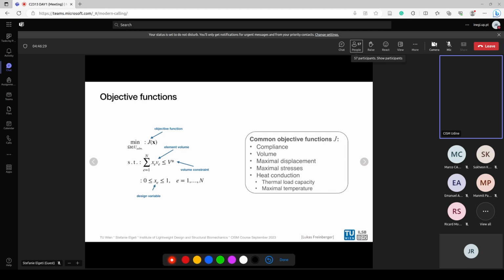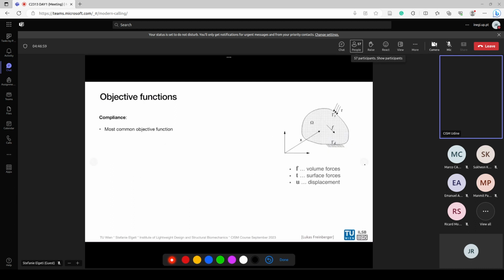As objective function, you can also use maximal displacement. For example, that could be easier to compute if you have a beam and you have a force. I mean, this classic topology optimization problem, you have a force at the end of the beam. Then to compute the deflection there is very convenient. You can look at maximal stresses. You can also look at heat conduction, for example, like the thermal load capacity, the maximal temperature. So all of these things are possible.